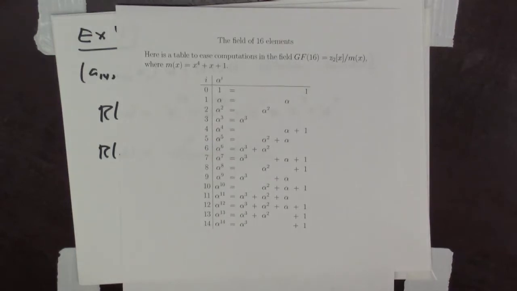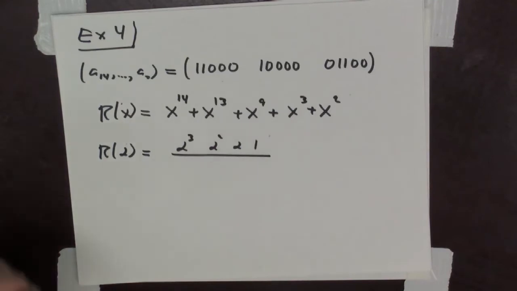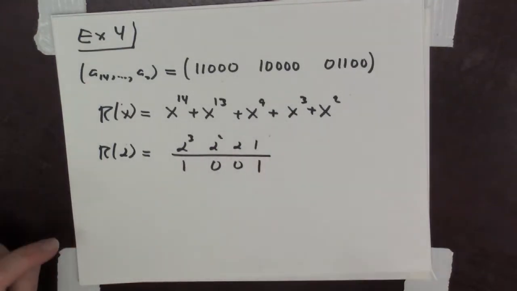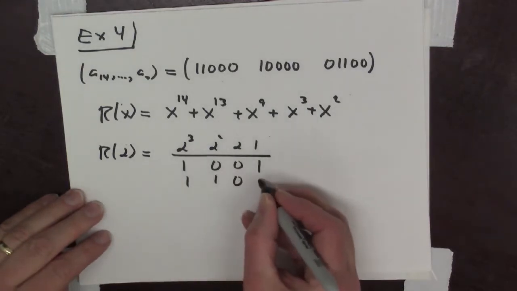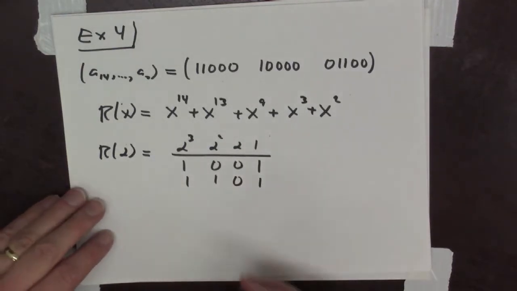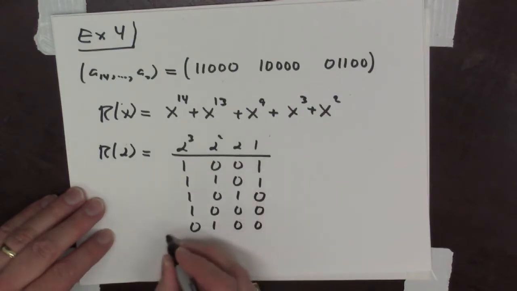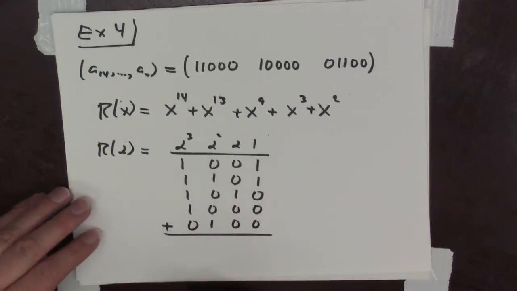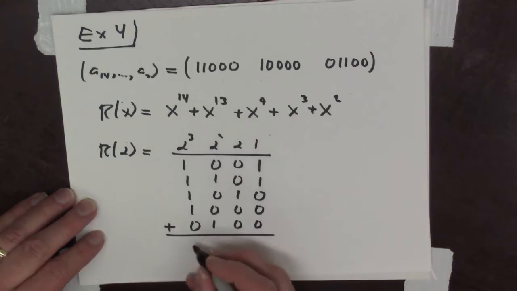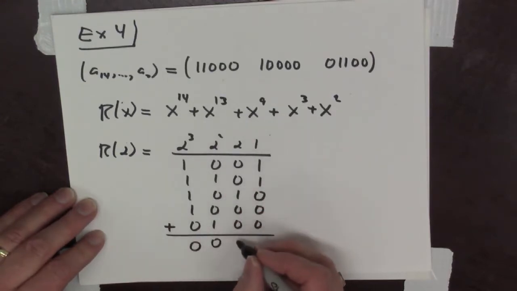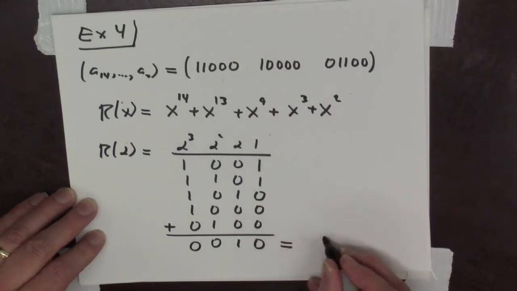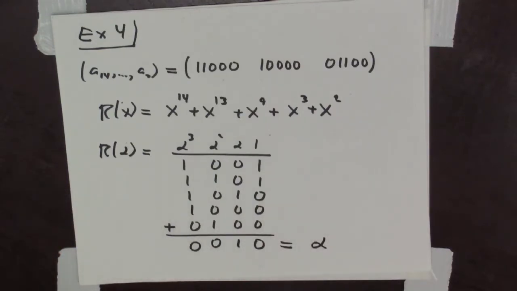Okay, yet again, the wonderful table of the field of 16 elements. 1, 0, 0, 1, that's alpha to the 14, alpha to the 13, 1, 1, 0, 1. Alpha to the 9 is alpha cubed plus alpha. Then we have alpha cubed. Then we have alpha squared. And then we add 0, 0, 1, 0. So we get R of alpha equal to alpha. Good. Next thing.